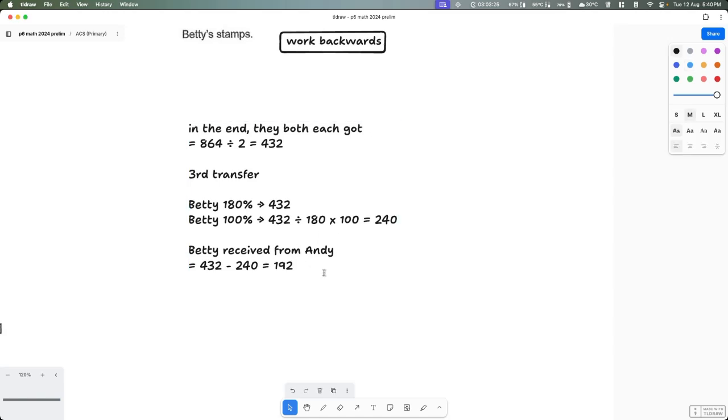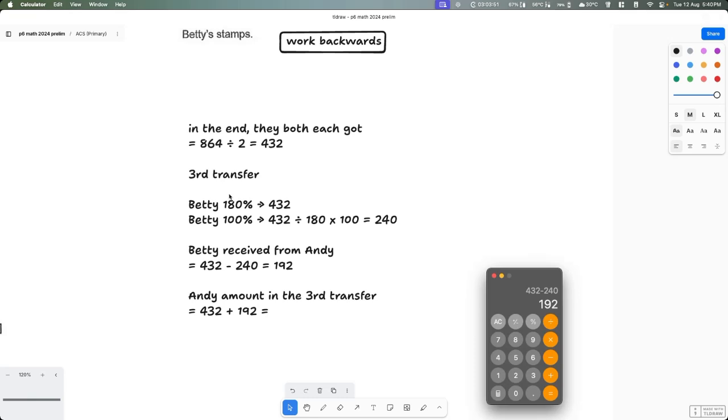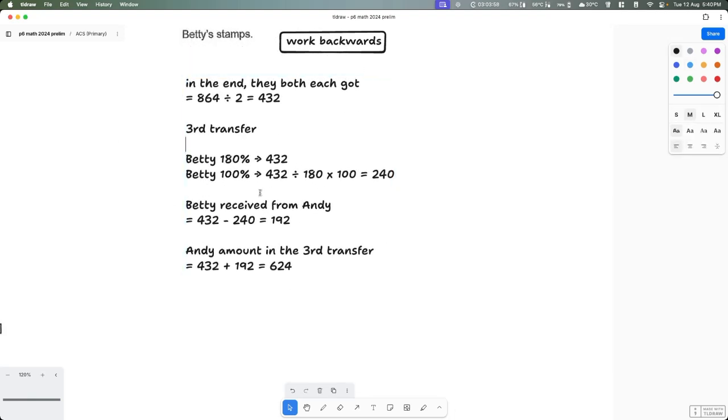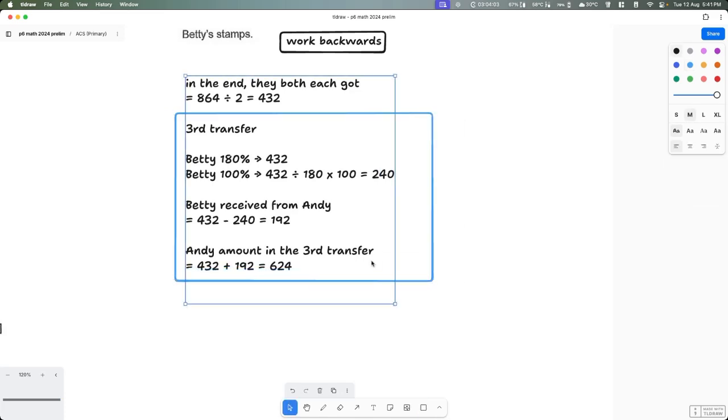Since Andy gave 192, that means he lost it. So when we reverse, we actually add. Andy's amount before the third transfer is equal to 432 plus 192, which is 624. So before the third transfer, Andy had 624. This is the first part.